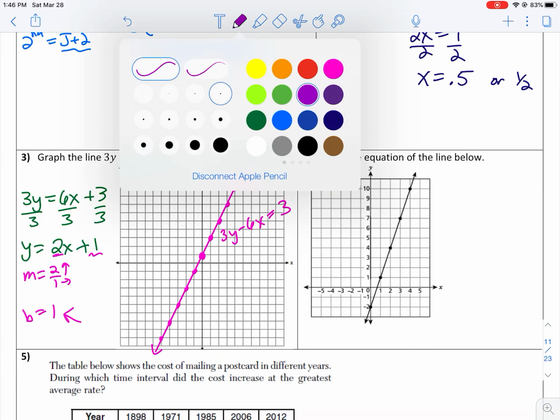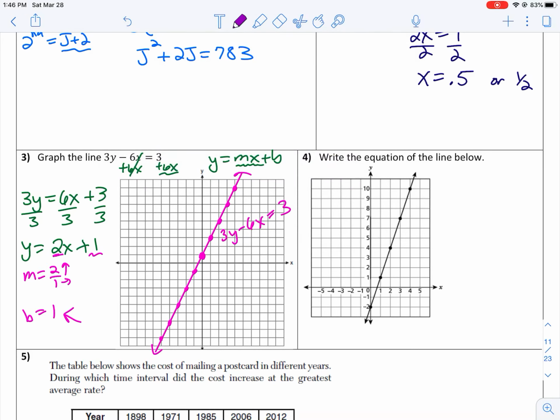All right, question number 4 asks us to write the equation of the line below. Well, you're going to need the two things we just found in the previous question. We need m and b. B is where the line begins, on the y-axis. So here's our y-axis. You can look. It's hitting right there. So our b is -2.